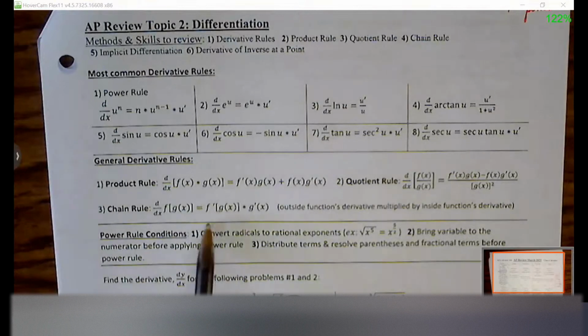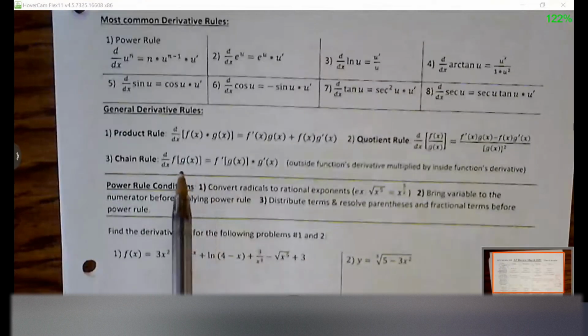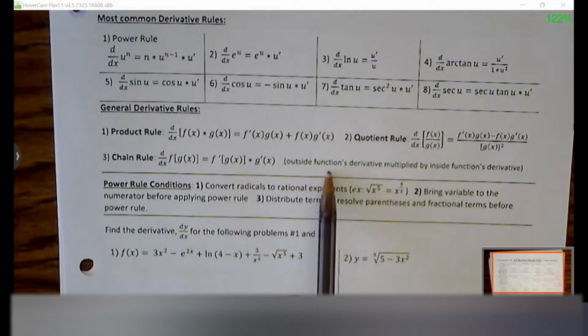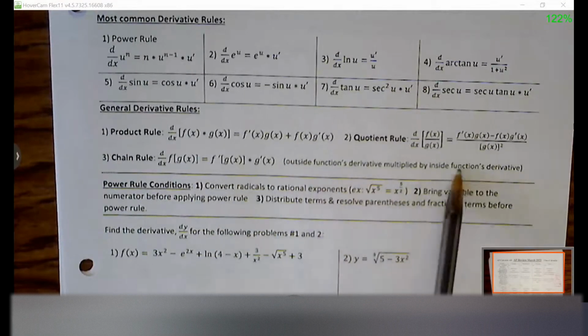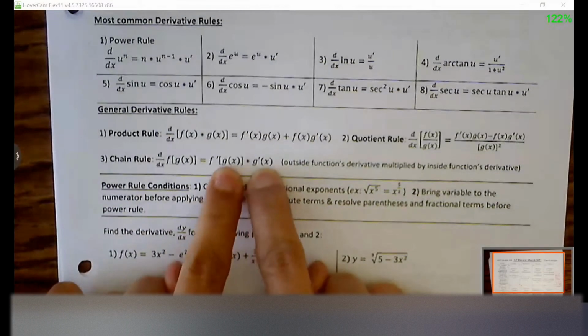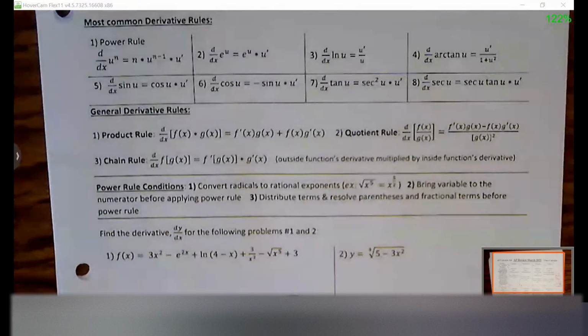Chain rule, just as a reminder, this is a composite function, so there's an inside and outside portion. We take the outside's derivative followed by the inside's derivative, but we place them not inside one another, but next to each other, right? So they're outside of each other, and we'll practice with a little bit of chain rule.